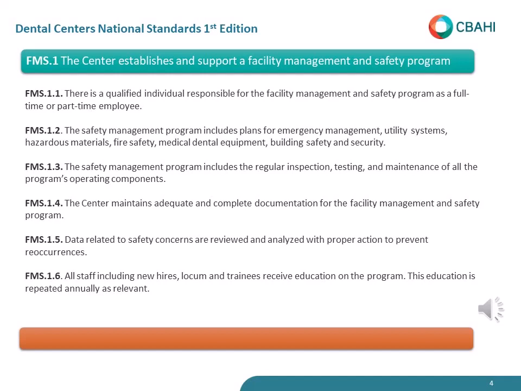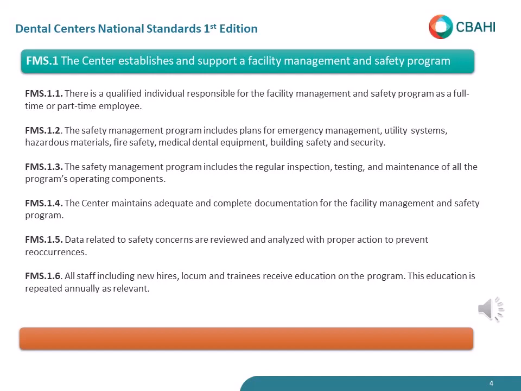FMS 1.2: the safety management program includes plans for emergency management, utility systems, hazardous materials, fire safety, medical and dental equipment, building safety and security. These are the 7 pillars of FMS. You find this across all CBAHI standards, hospitals, home health care, and all of the other standards, and as we explained, it needs to cover the 4 fields explained earlier.